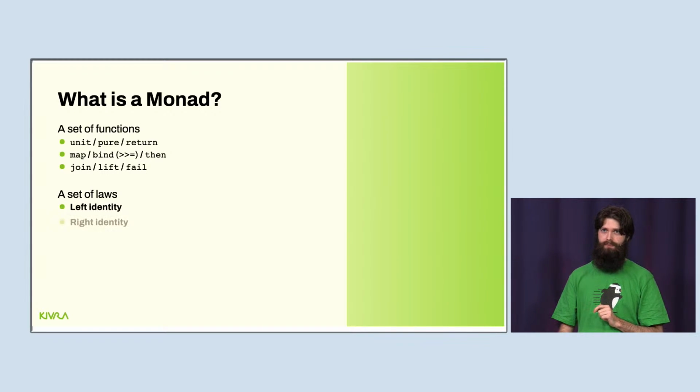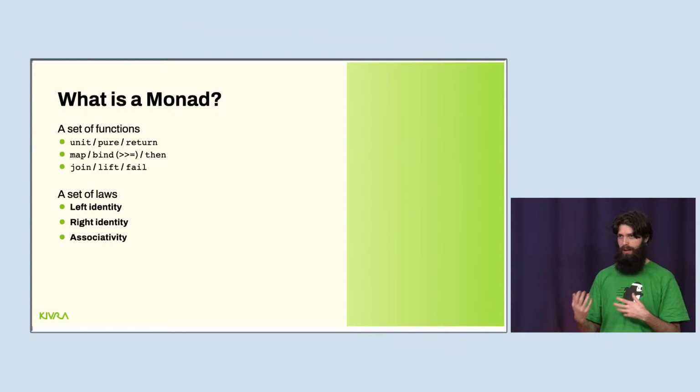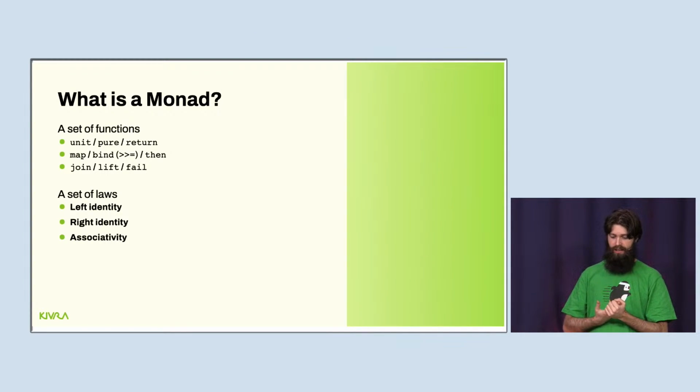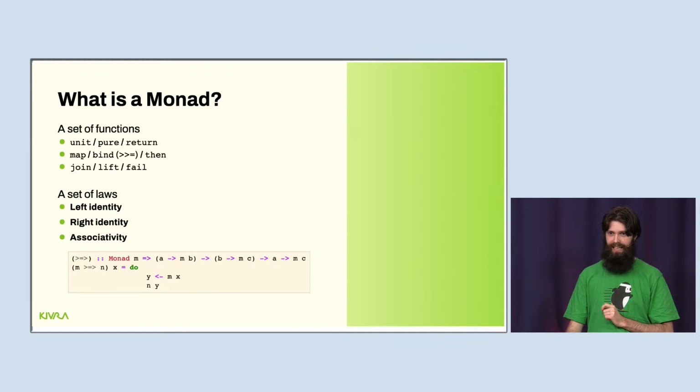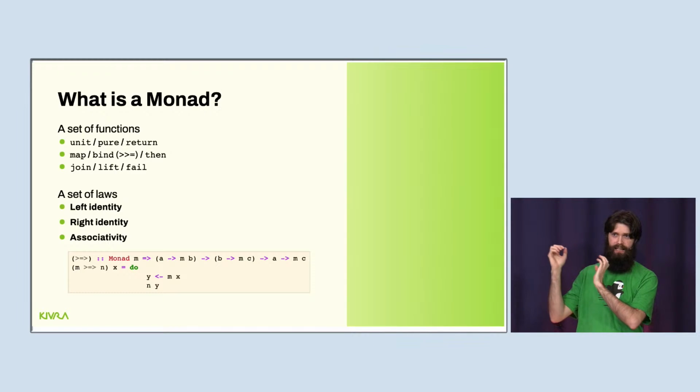Okay, let's talk about laws. We have left identity, right identity, and associativity. What do I mean by that? Well, you can define these using bind and return above, and join. But it's actually easier to see if you use something called the Kleisli composition operator. It looks like this. It takes a function from A to monad B, a function from B to monad C, and an A, and then turns it into monad C.